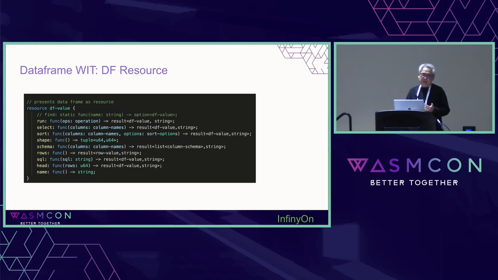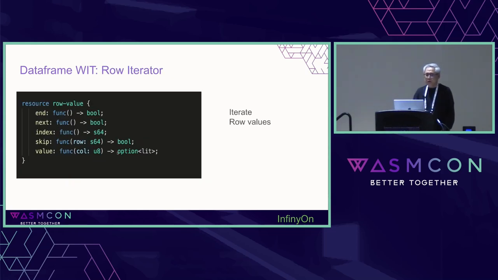And then the other one is, now that you have a value, how do you iterate, right? If you get this data frame expressed, this table can have a lot of rows. So another one returns another handle, which is a row value. This is a row iterator, similar to a lot of iterator concepts, just to iterate the values. Once you get the data frame, you start at the beginning. It can tell you when it's the beginning and end, when to skip, and when to get the value. And this value, which is a literal, can be any arrow values.